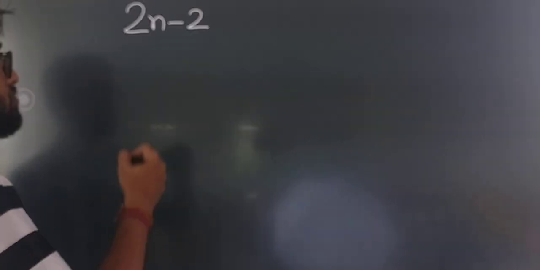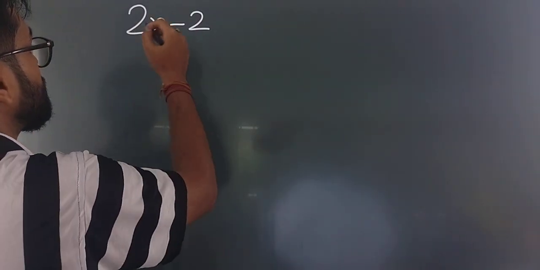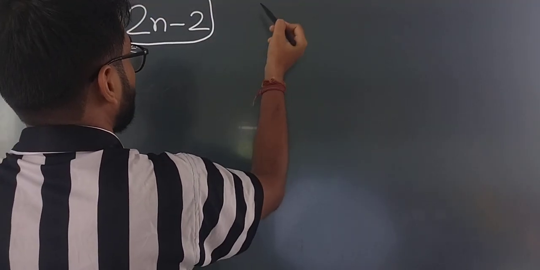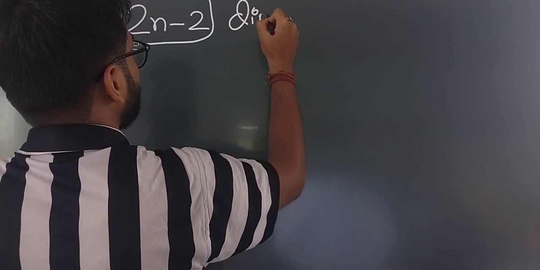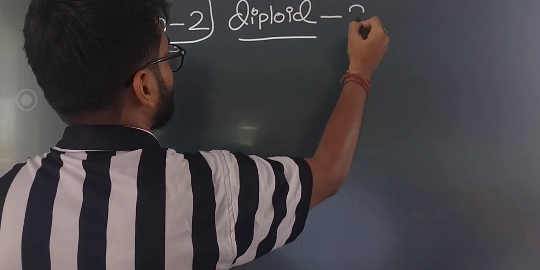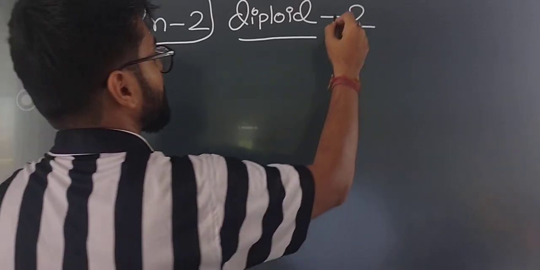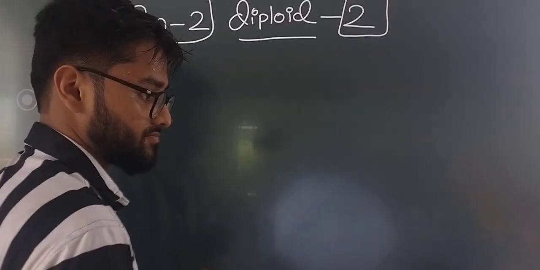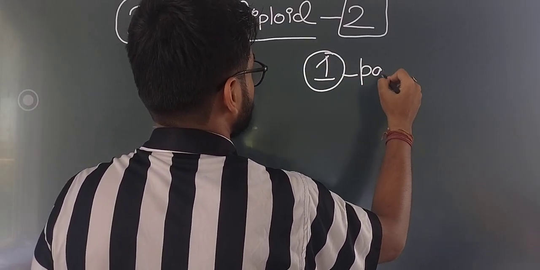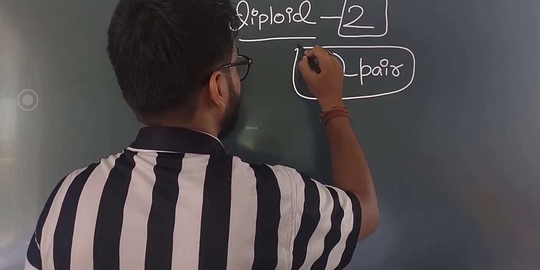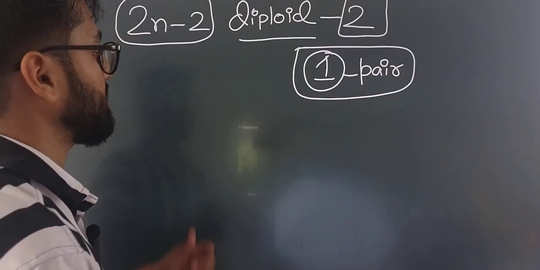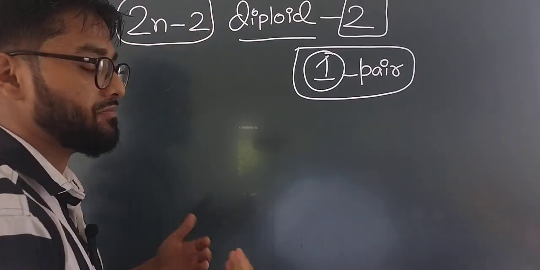Okay, simply it is 2n minus 2. Now what is this 2n minus 2? It is basically that from your diploid complement, or the diploid nature, 2 chromosomes are removed. That means either an entire pair is removed, and in this entire pair you get something of this nature, 2n minus 2.